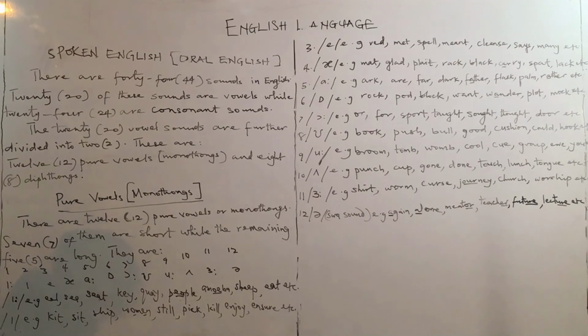Now, by the time you check your English series, you see more of these, and your textbook too will give you more. So that is what we call the pure vowels, otherwise known as monothongs. All right, thank you very much. Let's move on.